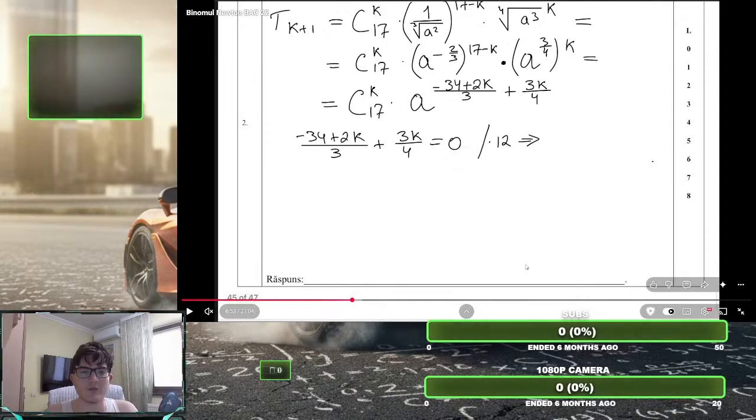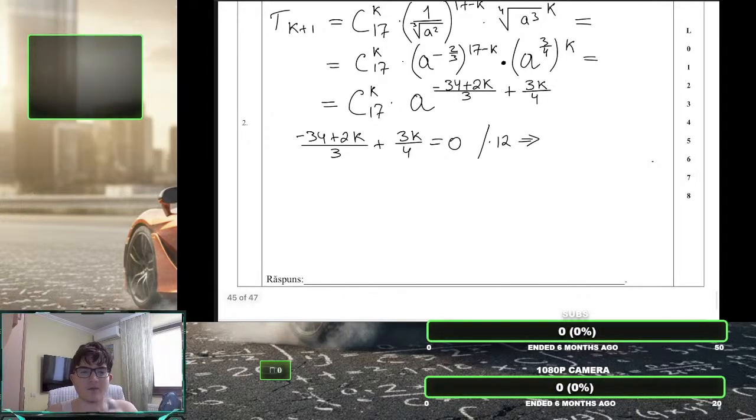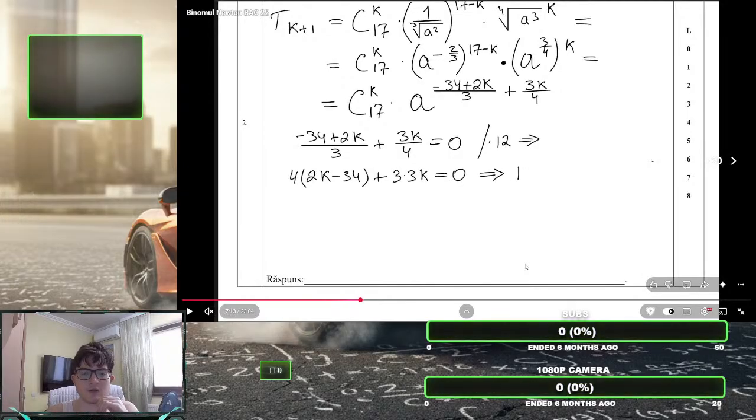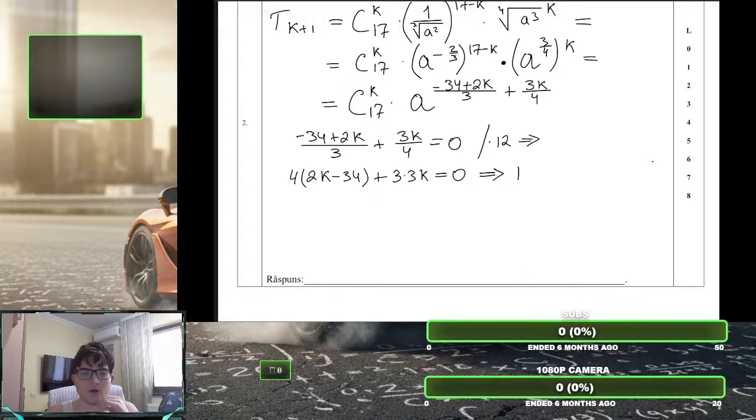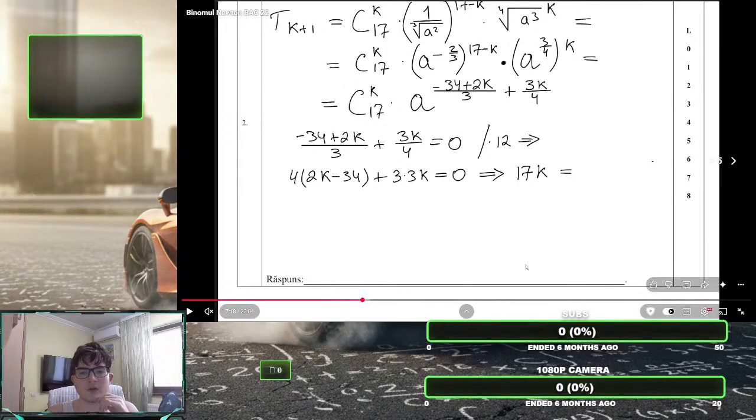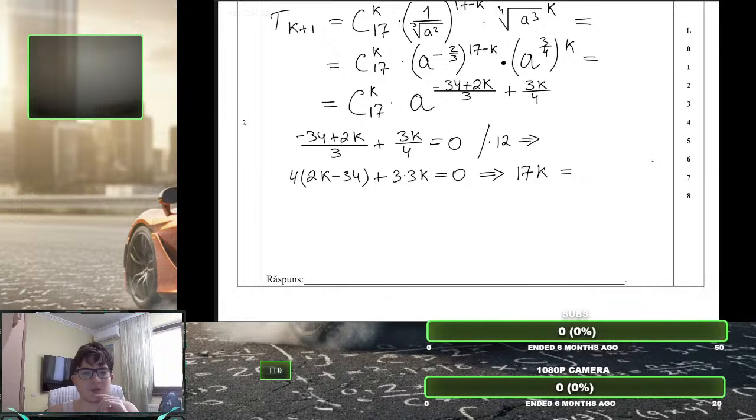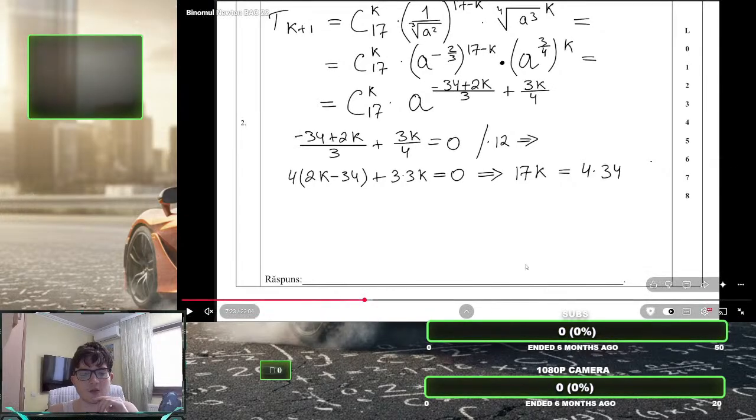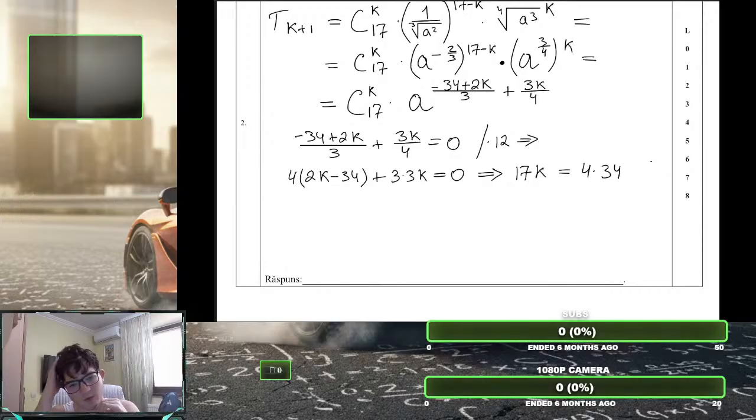So the common denominator below is 12. So first thing, we multiply the first by 4, the second one by 3. It's going to be minus 34 times 4, that is minus 136, plus 8k, right, and plus 9k equal to 0. Nothing below, just ignore it. 17k, right, equal to 4 times 34.